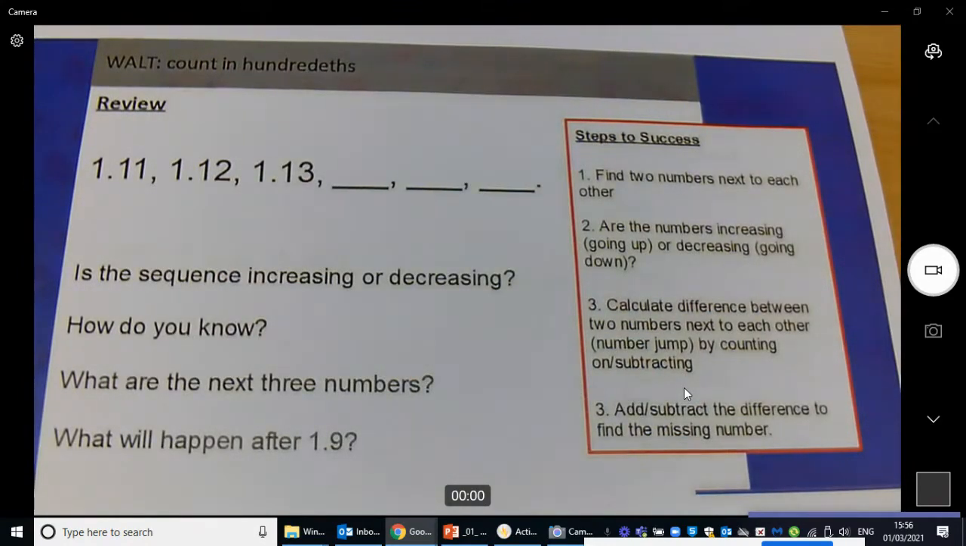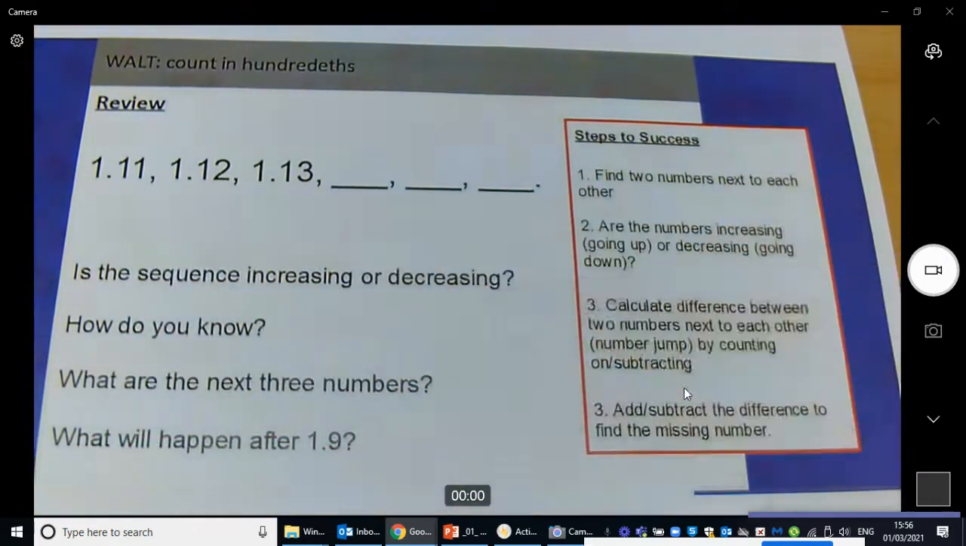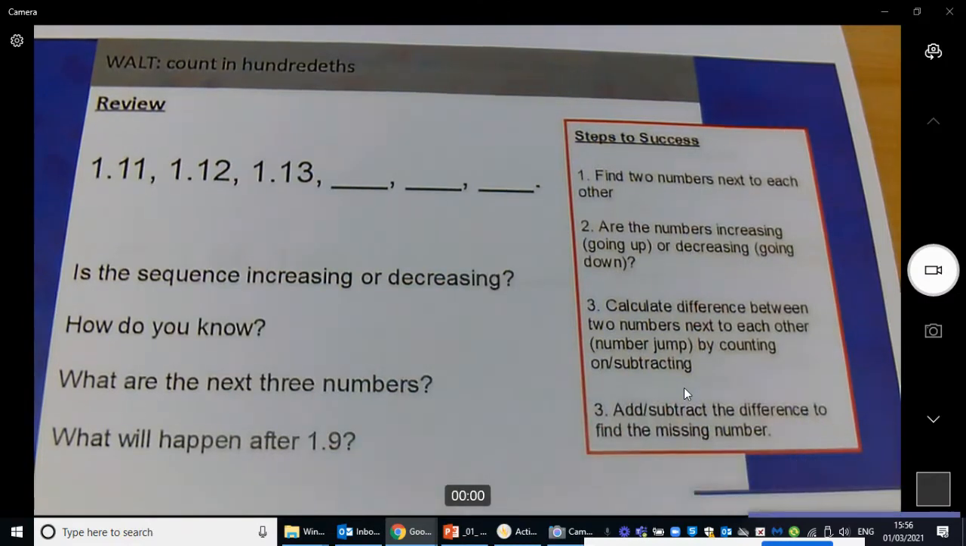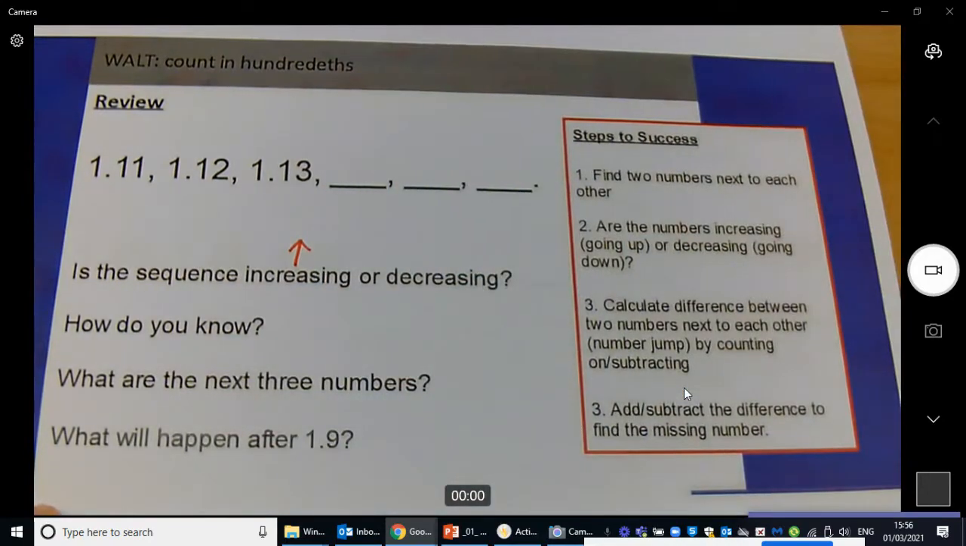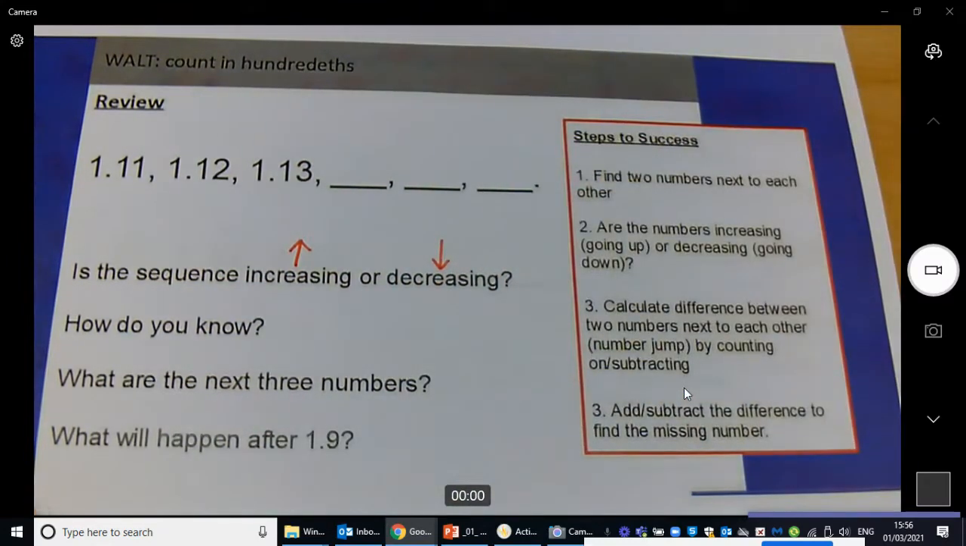So today we're going to be looking at counting in hundredths. So let's start off with what we do when we're looking at sequences, which is what we're effectively doing today. So the first question you've got to ask yourself, we've got quite a simple sequence here at the top, is: is the sequence increasing or decreasing? So 2 of our star words there. Increasing means that the sequence is going up. Decreasing means that the sequence is going down.